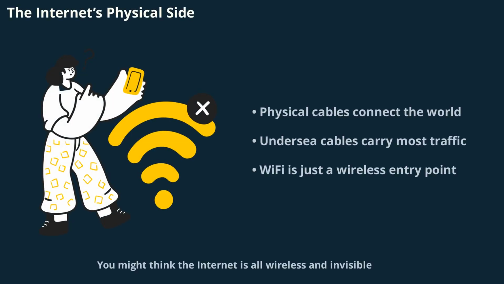You might think the internet is all wireless and invisible, but it actually relies on a huge network of physical cables. These cables run underground, across cities, and even under the ocean. In fact, over 400 undersea cables carry 99% of all international internet traffic today. Wi-Fi and mobile data are just wireless ways to connect to this same network. So every time you send a message or stream a video, your data is likely traveling through miles of real, physical wires before reaching its destination.